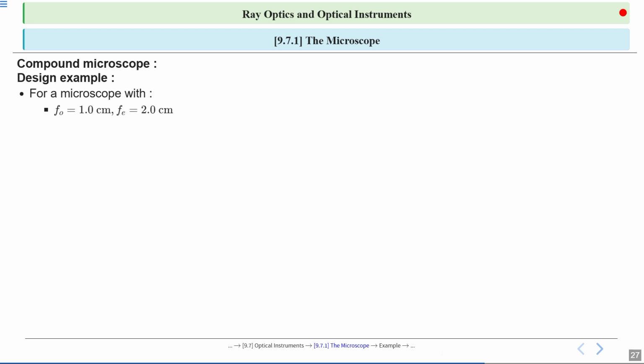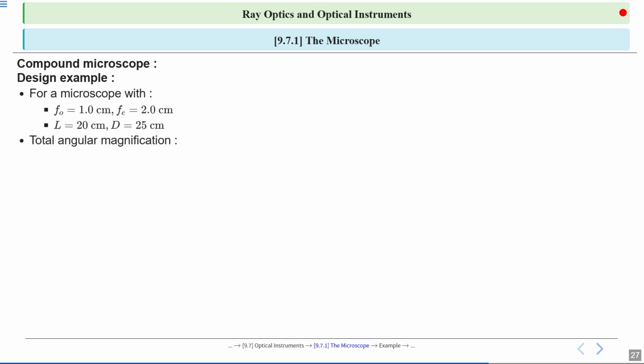So here we have the focal lengths of the objective and eyepiece lenses. F naught equals 1 centimeter and Fe equals 2 centimeter. These values are essential for calculating the magnification. Additionally, tube length L equals 20 centimeter and least distance of distinct vision D equals 25 centimeter are given. These parameters will help us compute the total magnification.